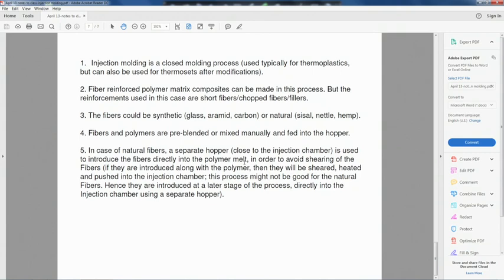And that is because if you already put the fibers at the start, they will undergo a lot of shearing, because along with the polymer pellets they are pushed towards the injection chamber, and so on. So, they will be sheared, they will be heated, they will be pushed into the injection chamber, and this process for natural fibers is not very good. That is why you want to introduce those natural fibers at a later stage of the process, already close to the injection chamber, using a separate hopper, so that they can directly be added to the polymer melt and then they go into the mold.